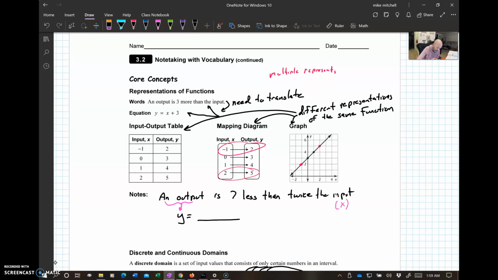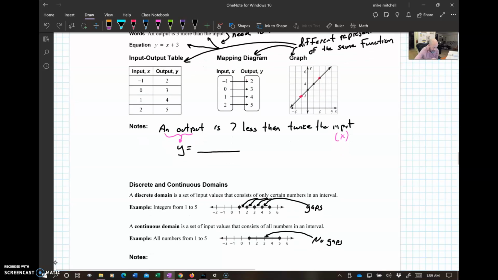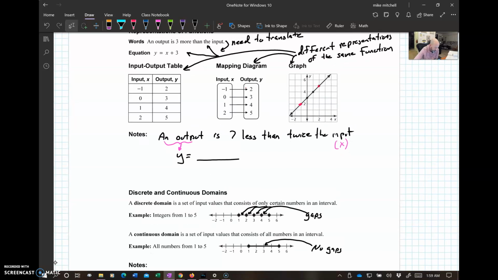They drew the line between them. That line isn't always between them, but in this case it is. We'll usually tell you when it's not. So note, little practice here. An output is 7 less than twice the input. Use that pause button. Try to write that equation in here.